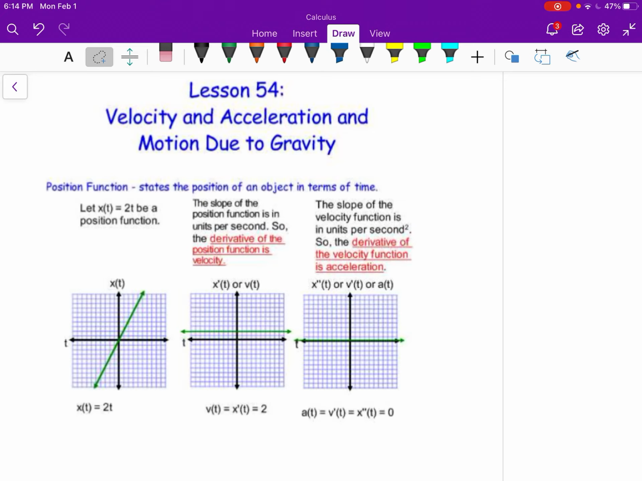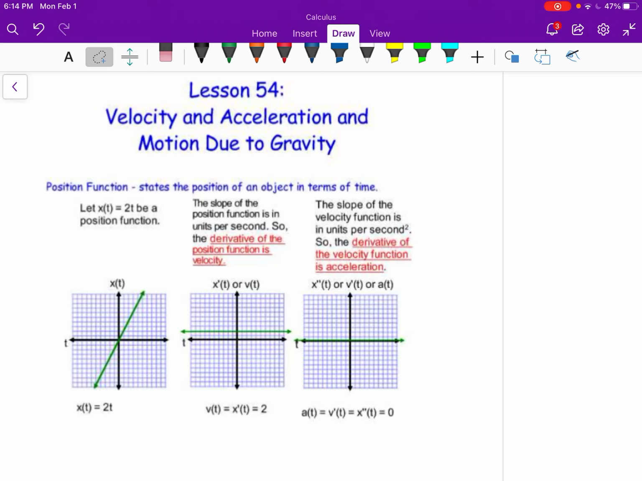So here's just a quick example. Let x of t equal 2t be a position function. So if we put 3 seconds in there, the position would be 6. The slope of the position function, so we're looking at this next part now, is in units per second.